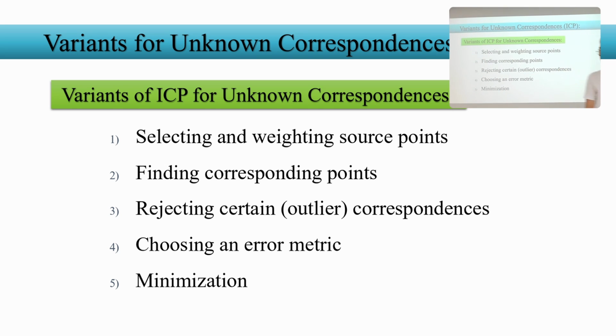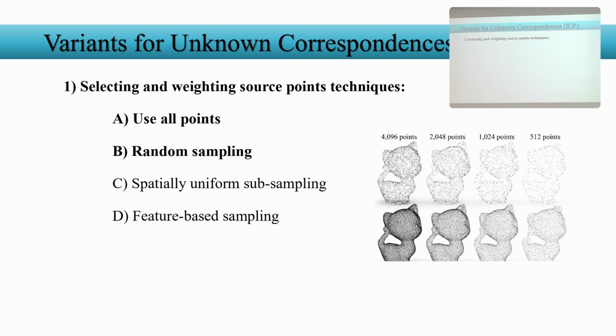On the other hand, we have different variants of ICP, not only the one with the closest point. One is A, selecting and weighting source points. B is finding corresponding points. Another is rejecting certain outlier correspondences. Another is choosing an error metric, and finally minimizing. We will quickly look at each one of these now, and how they look briefly.